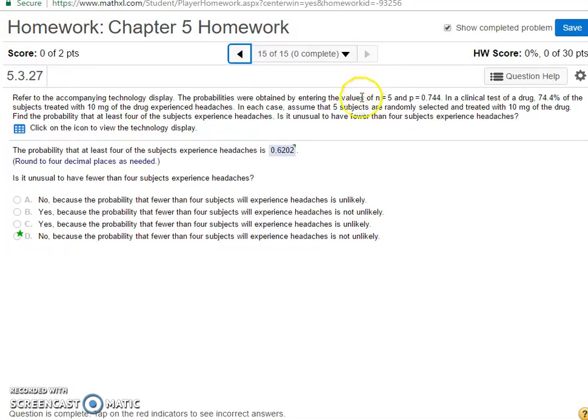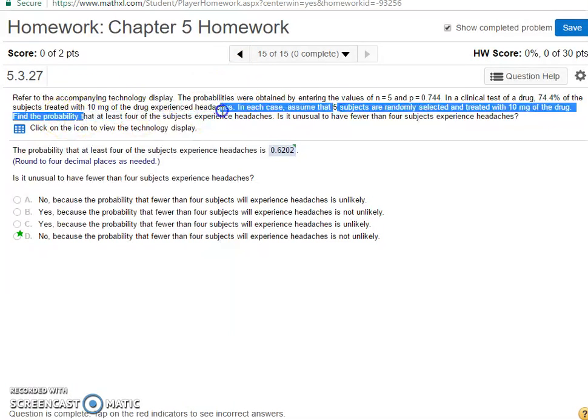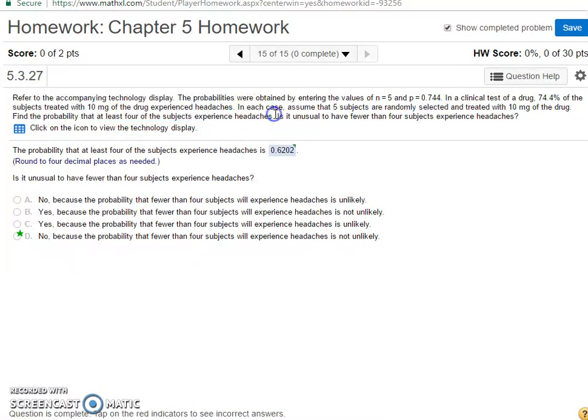Probabilities were obtained by entering values n equals 5, p equals 0.744, in a clinical test of a drug. 74.4% of subjects treated with 10 milligrams of the drug experienced headaches. In each case, assume 5 subjects are randomly selected and treated with 10 milligrams of the drug. Find the probability that at least 4 of the subjects experienced headaches. Is it unusual to have a headache?